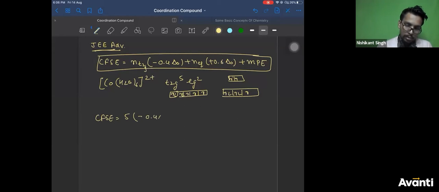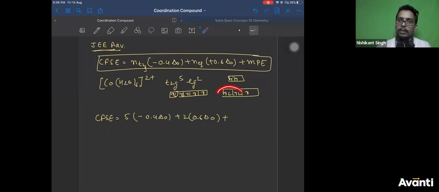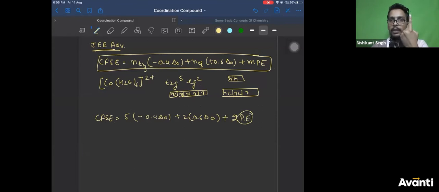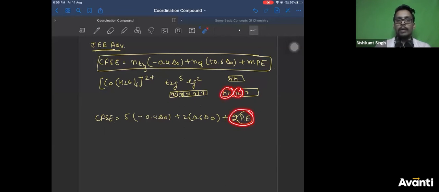0.4 delta O, plus electrons in EG is 2 into plus 0.6 delta O. Plus, if you say there are two pairs, the pairing energy for one pair is P, for two pairs it will be 2P. So because there are two pairs, you have to add plus 2P.